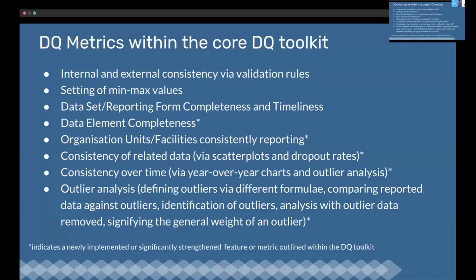We had validation rules, we had min-max values, and you had your data set reporting completeness and timeliness available. But now we have a number of new metrics that you're able to calculate and review, once they're set up on your own system. We'll spend a bit of time walking through that, displaying what they are, explaining them a little bit, and showing you some examples inside of DHIS2.